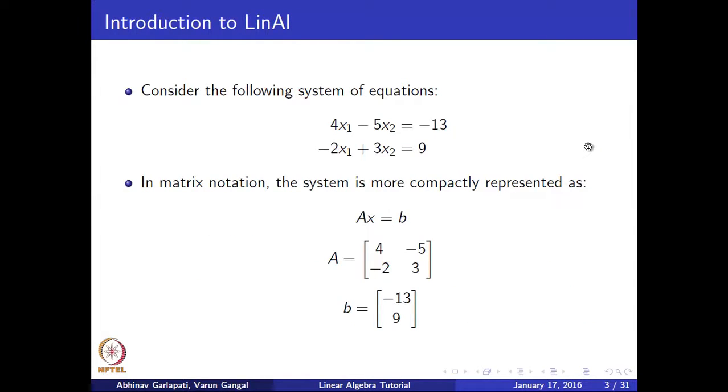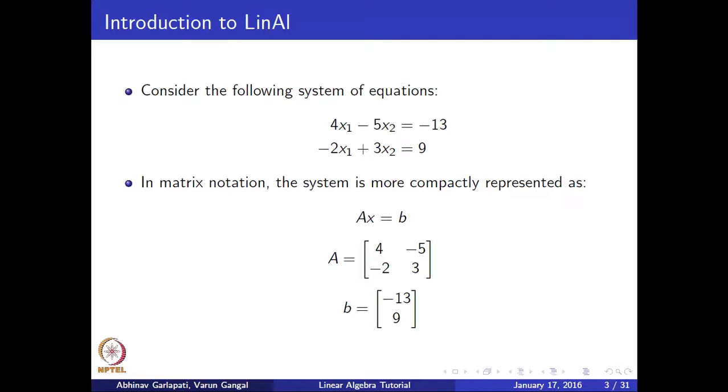We can see here a system of linear equations, two equations and two variables: 4x1 minus 5x2 equals minus 13 and minus 2x1 plus 3x2 equals 9. We can right away see the advantages of a matrix notation. If you see below, you can represent the same system of two equations directly as one equation in the form Ax equals b, where A is the set of coefficients and x is the 2 cross 1 matrix, two rows and one column, or you may also call it a two-dimensional vector x1, x2.